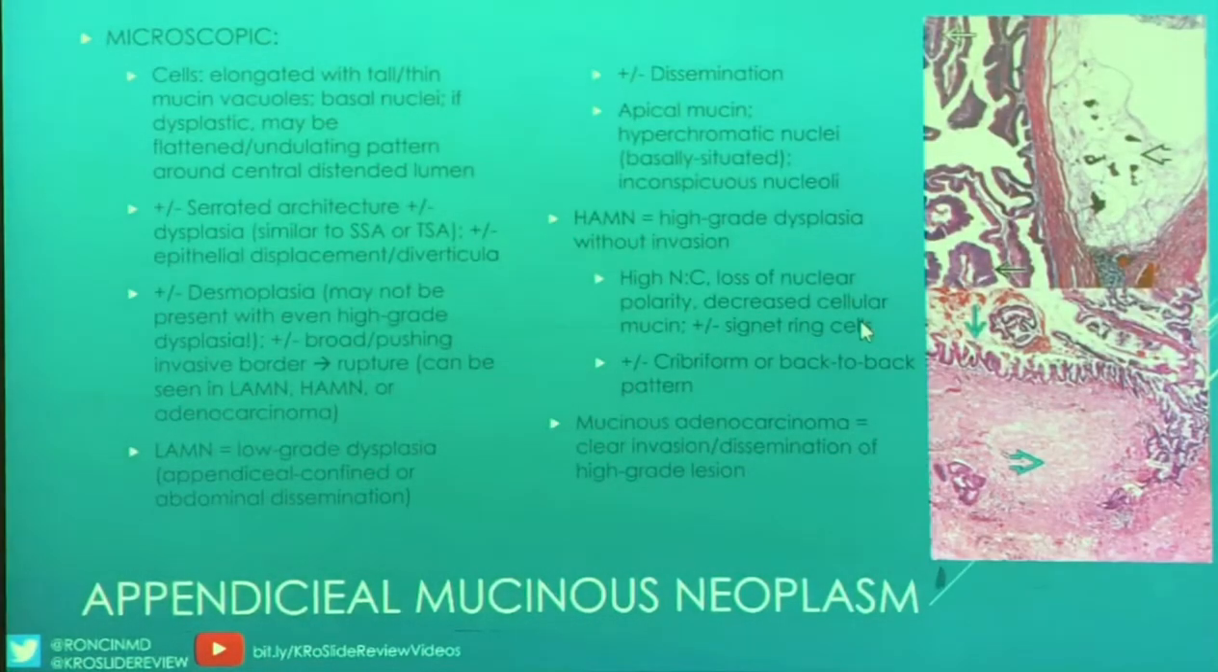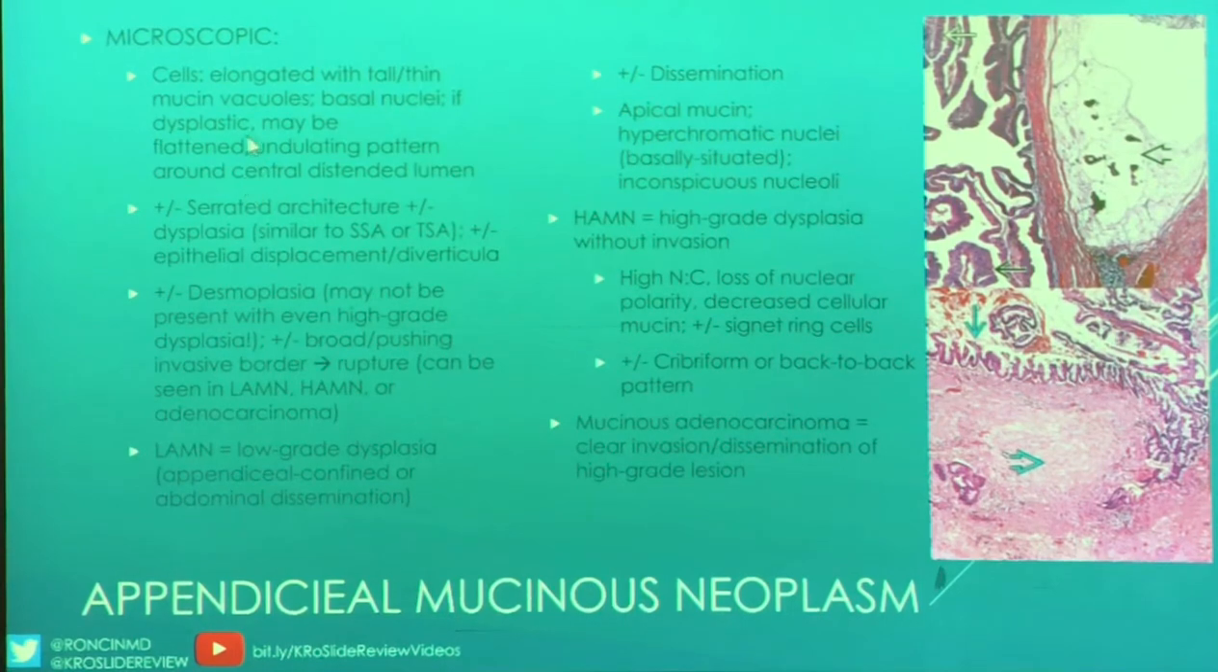So microscopically, your cells are going to be relatively benign looking, okay? Like what we saw, they were very tall, they had those thin mucin vacuoles, so they almost looked like champagne flutes. Your nuclei are going to be at the base. And what happens is that in dysplastic situations, because there's so much mucin, it can actually flatten out your epithelium, so it will actually look like you really don't have much of anything, and that's why examining your epithelium and the entire section is so important.